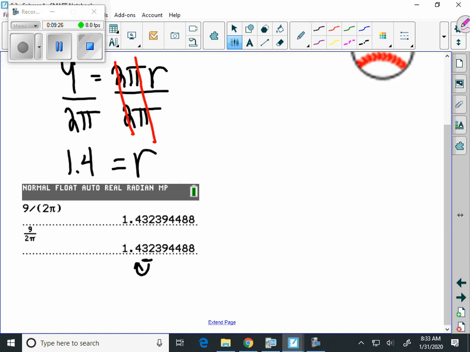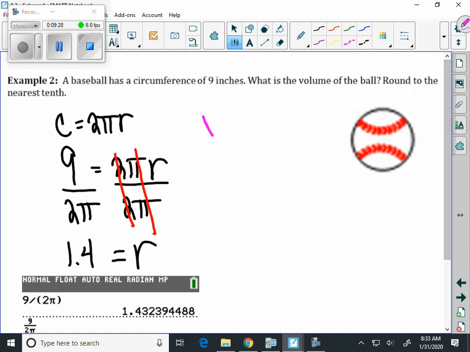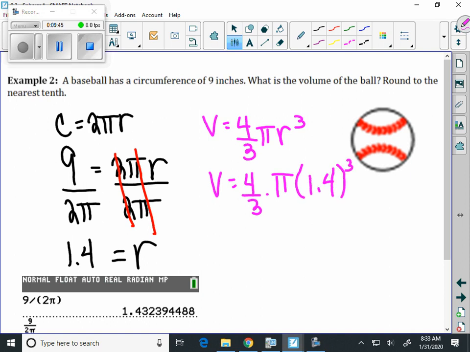So when we look at the volume, our volume is 4/3 pi r cubed. I'm going to take that value and put it back in there. So the volume is 4/3 times pi times 1.4 cubed. And we're going to type it all in because we want to round to the nearest tenth. So we type it in.